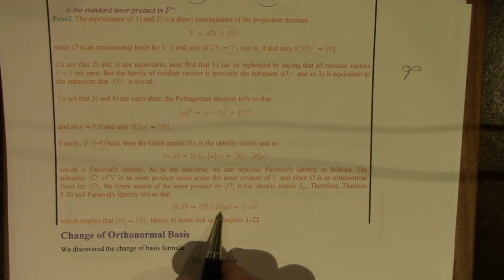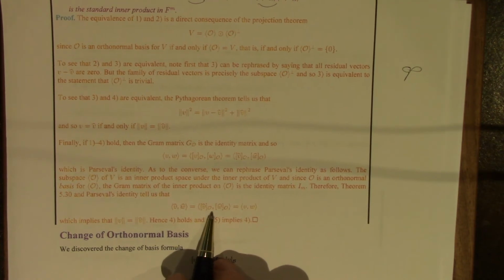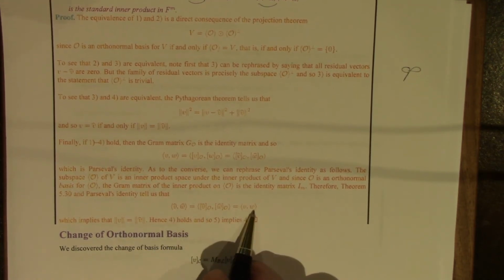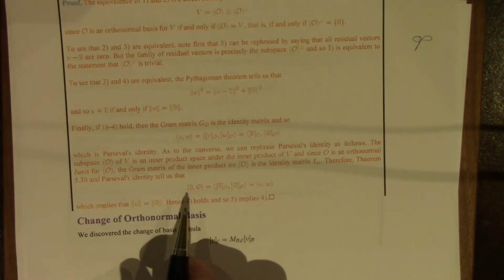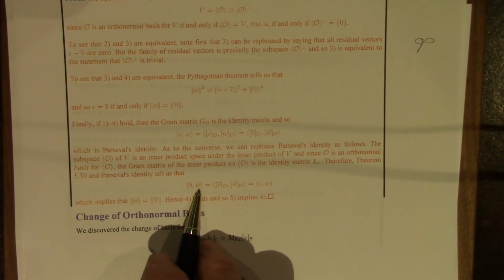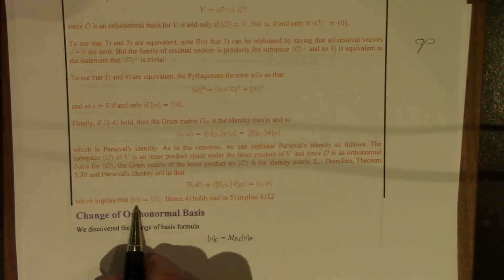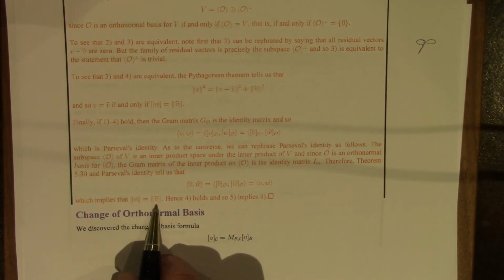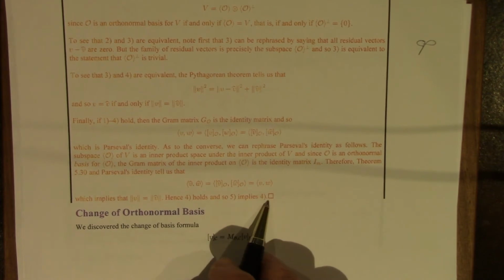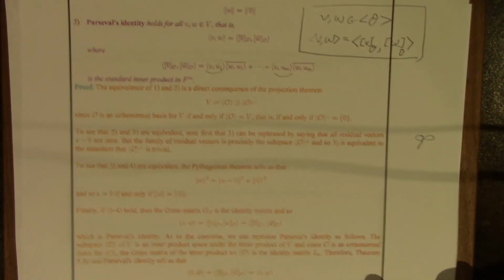And Parseval's identity takes us from here to here. And so these two inner products are the same, which implies that, if I set W equal to V, the norm of V is equal to the norm of V hat. And that's number 4. And so 5 implies 4. And that's the proof.